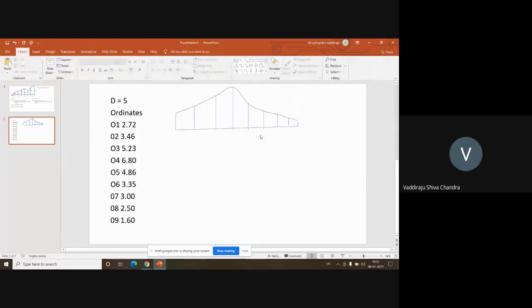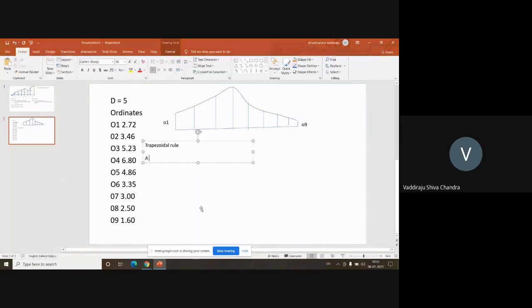Sir, answer? 156.8 meter square, sir. I'm not writing the values here. This is O1. And this is O9. Yeah, tell me the answers. As per which rule you are saying? Trapezoidal, 156.8 meter square, sir. Trapezoidal rule.